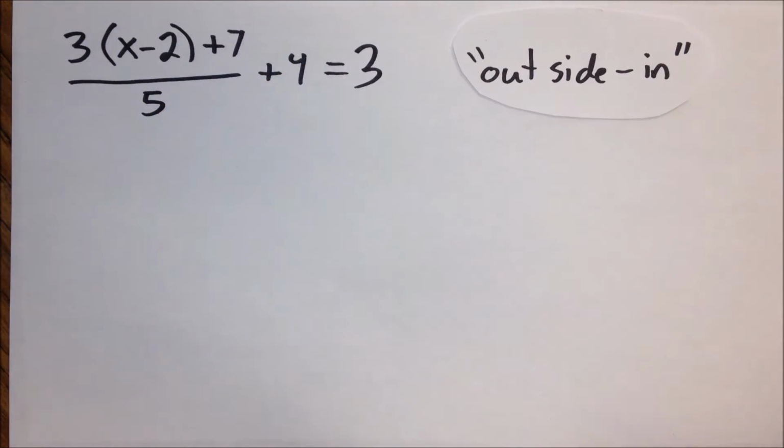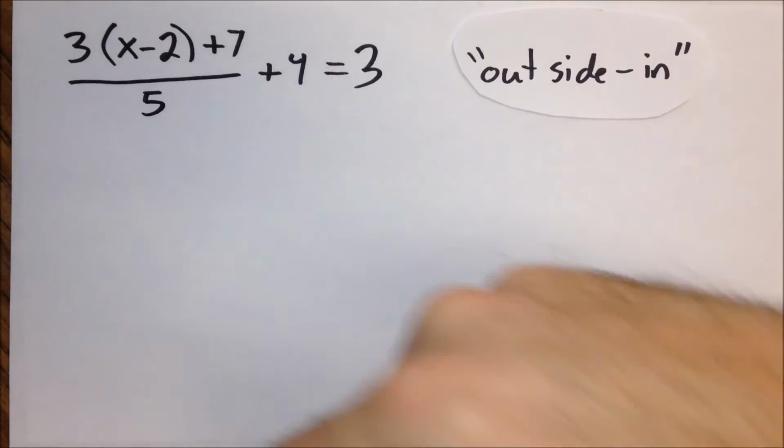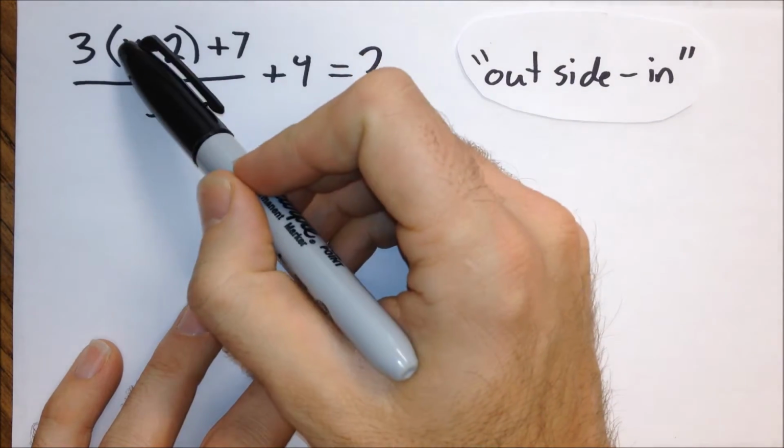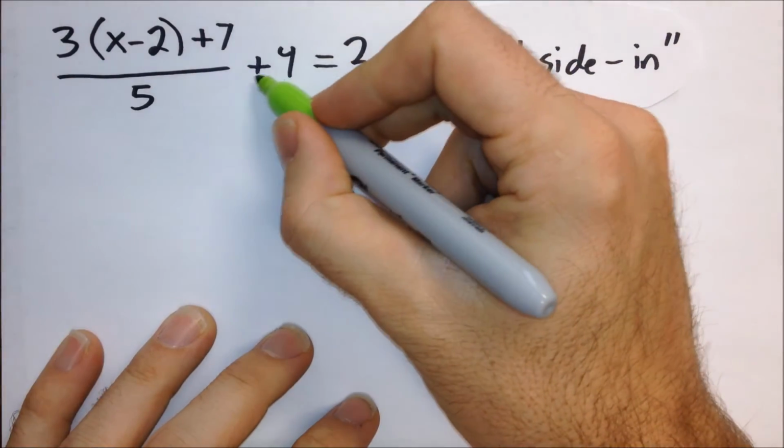I kind of compare this to the metaphor of peeling an onion. You have an onion and it has all these layers, and you peel off one layer at a time until eventually you get down to the very center, and the very center is the x. So we want to peel off one layer at a time.